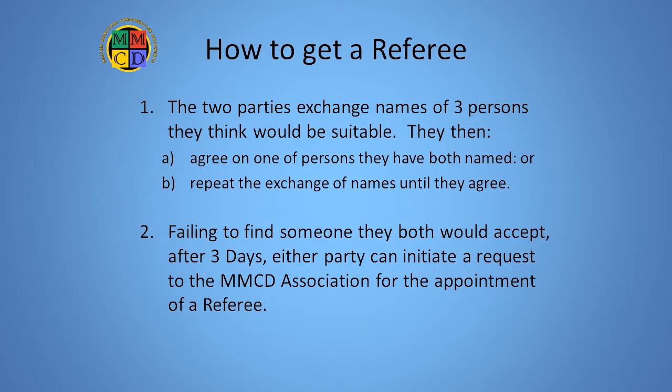The preferred method of finding a referee is for the two parties to exchange lists of names until they agree on a person. This appears to be the method through which most referees have been selected in the past. If, after a minimum of 3 days, the parties have not agreed on a referee, either one can send a request to the MMCD Association for the appointment of a referee. This does not require the consent of the other party, even though both parties will share equally the cost of the referee.